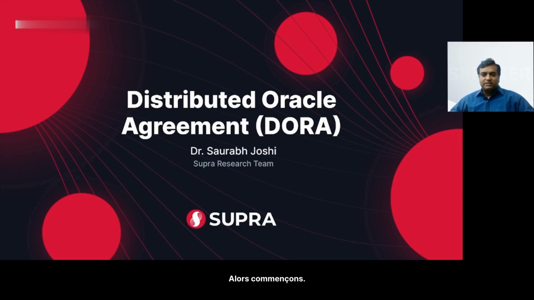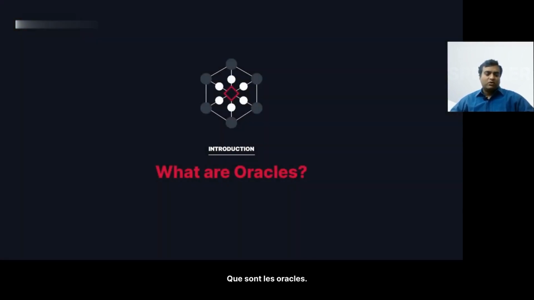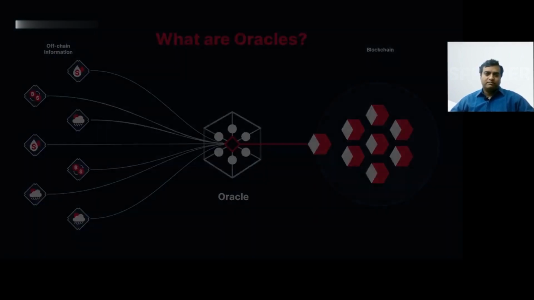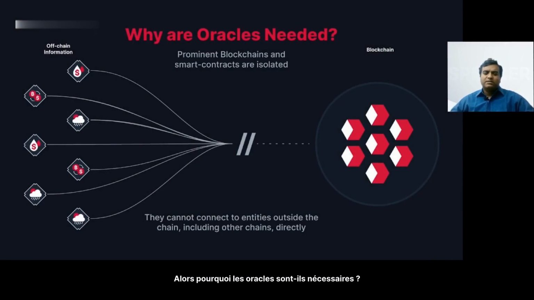So let's start. What are oracles? Well, oracles are people who look into a crystal ball and tell you about your future. I'm just kidding. Oracles are actually a mechanism which takes information from outside the blockchain. It could be maybe some other chain, or it could be some off-chain environment, and puts that information in the blockchain. So why are oracles needed?